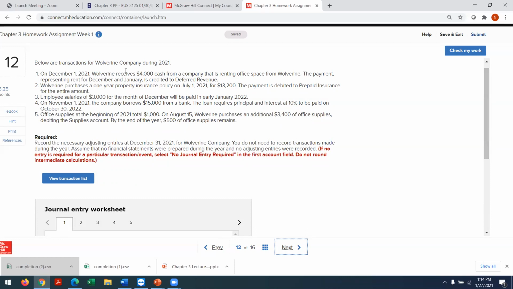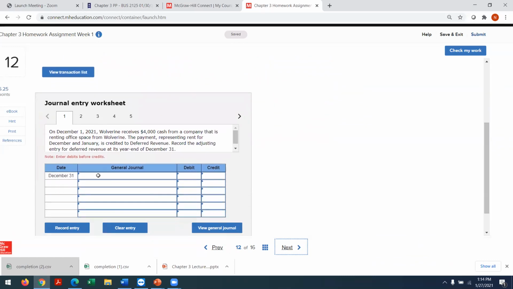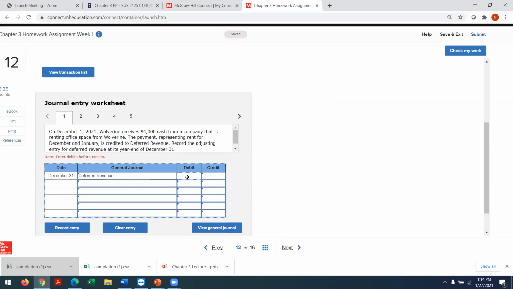Okay? So if $4,000 is for 2 months of rent, how much has been used up as of the end of December? 2,000. Okay, so we are going to debit deferred revenue for 2,000. And aren't we going to credit rent revenue or service revenue? Service revenue for 2,000.